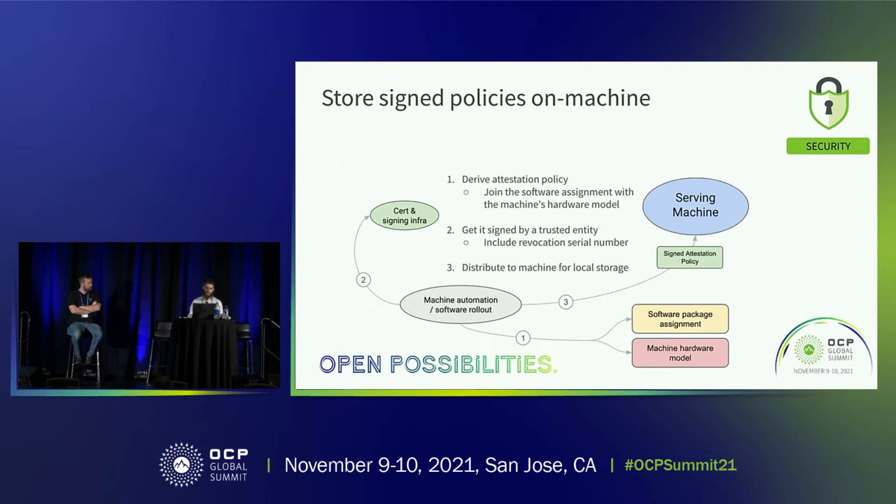So once this policy is created, it's then sent to a trusted certificate signing service, the green bubble here, to be cryptographically signed and include a revocation serial number. This signed policy is what's eventually delivered to the serving machine to be used during the attestation. And as mentioned, we chose to store the policy on the serving machine to further reduce those network dependencies. But with this approach, technically that policy could live anywhere.